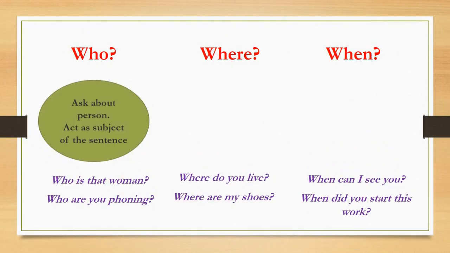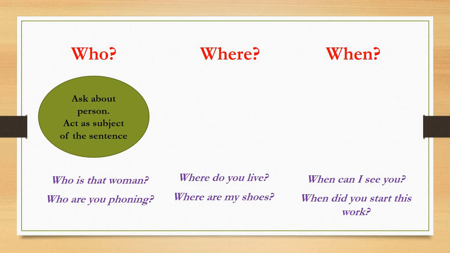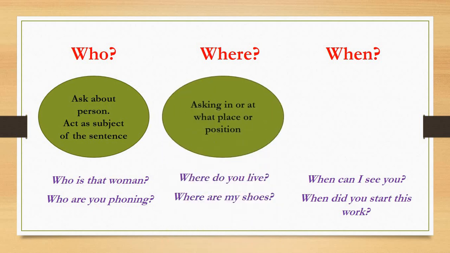Who asks about person, acts as subject of the sentence. For example, who is that woman? Who are you phoning? Where, asking in or at what place or position. For example, where do you live? Where are my shoes?